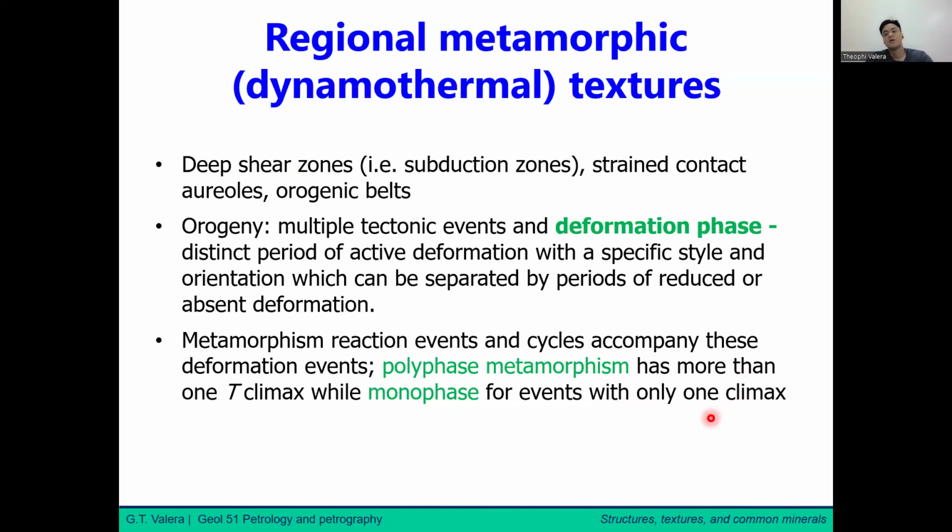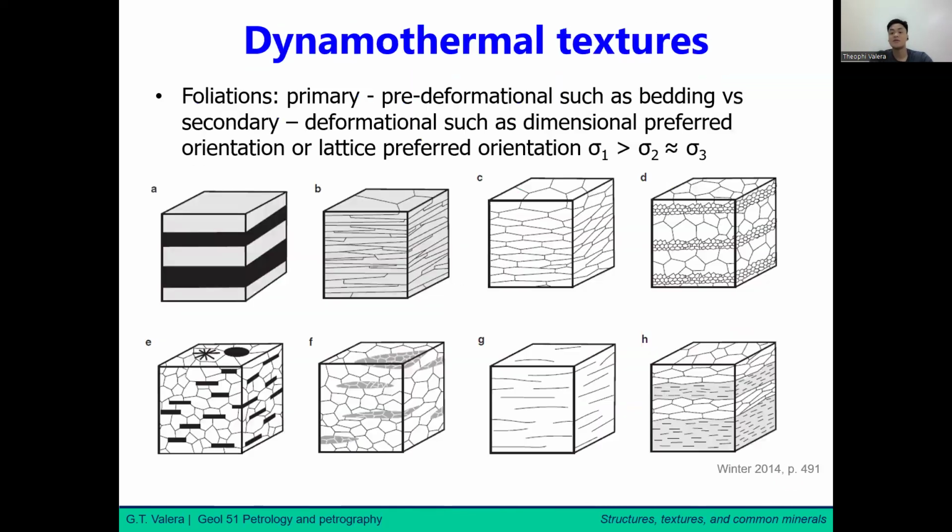Okay? So dynamothermal textures, because of the pressure that is present, or the deviatoric stress that is characteristic of this environment, yung kanilang characteristic texture is actually foliations. Yeah, so foliations, which may be primary or secondary. Primary meaning pre-deformation, meaning this could be either bedding planes, kaya this could also be secondary in the form of deformation, such as preferred orientation, either lattice preferred orientation, or DPO, dimensional preferred orientation.